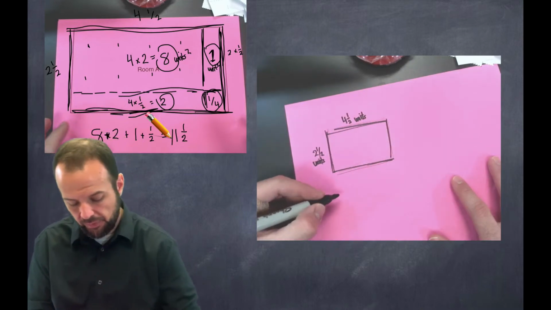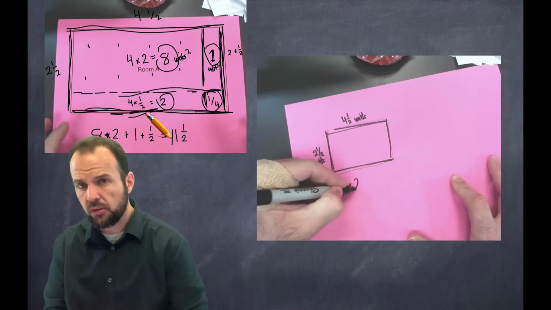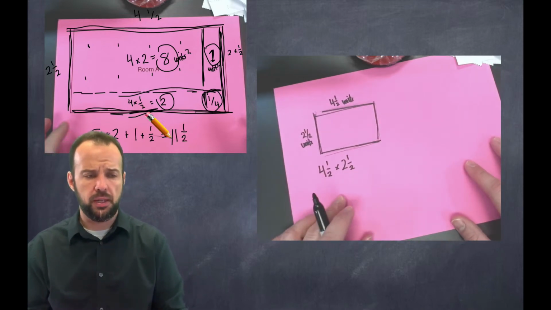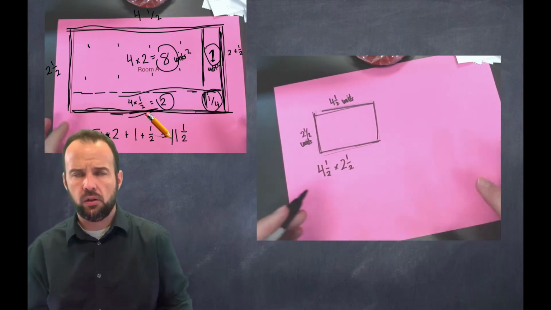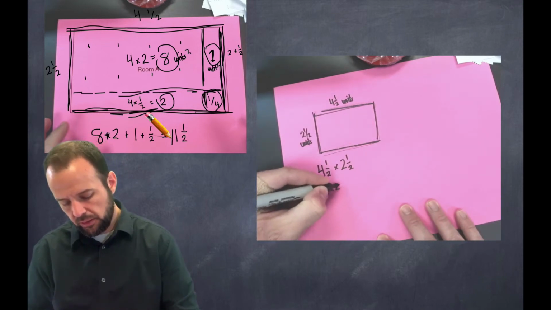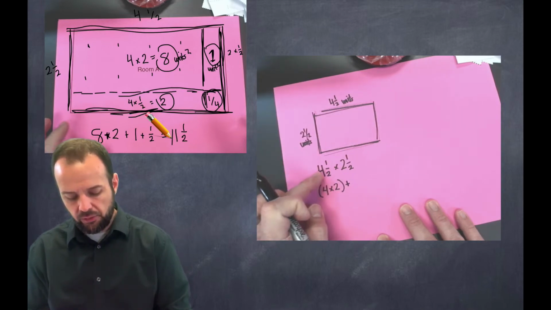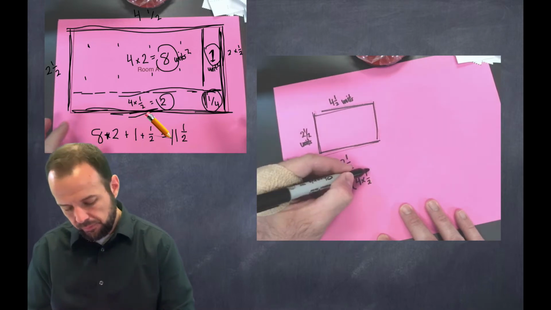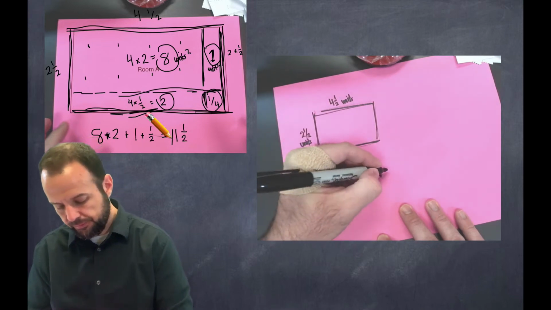If we did the actual math behind this, I would have 4.5 times 2.5. We're basically combining all of these numbers. We're going to be doing 4 times 2, and we're going to add that to 4 times 1/2. And we're going to add that to 2 times 1/2.